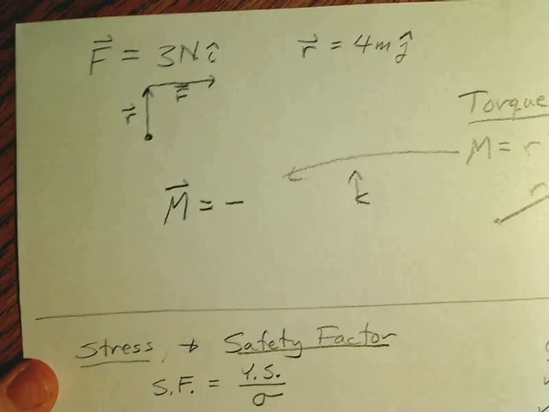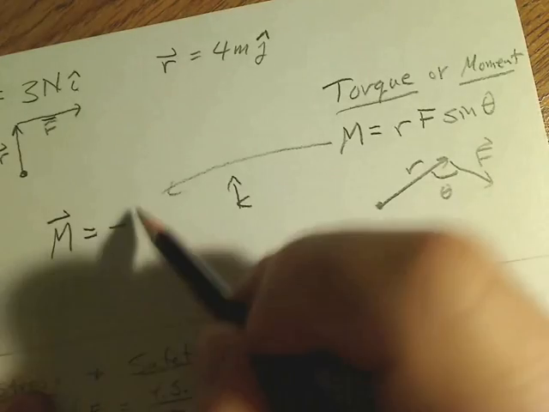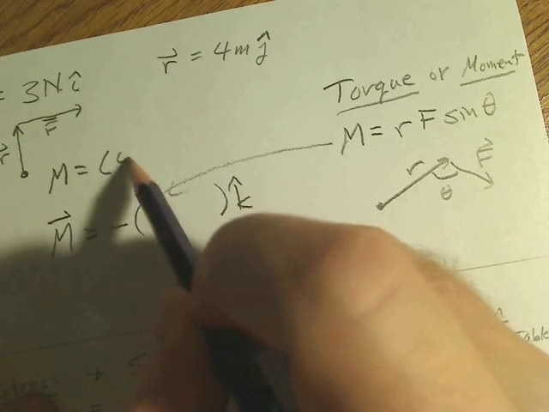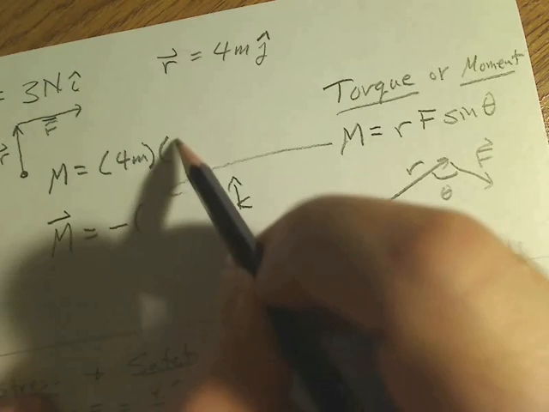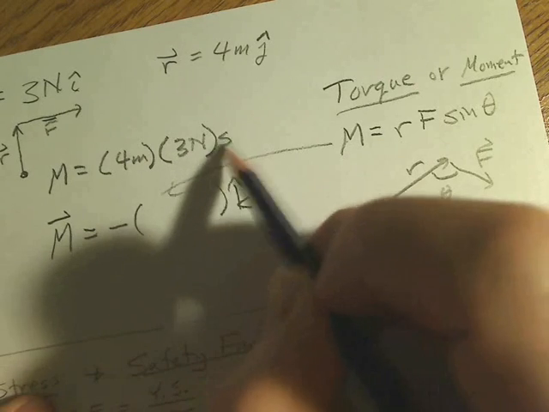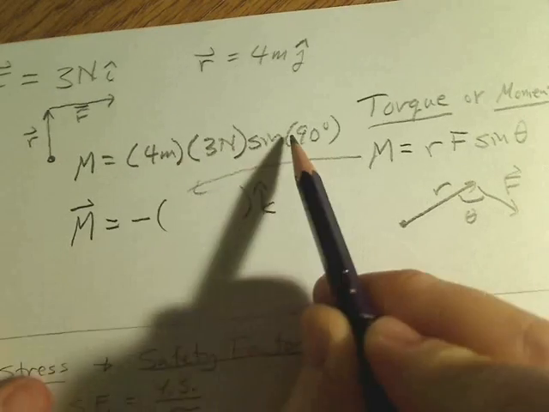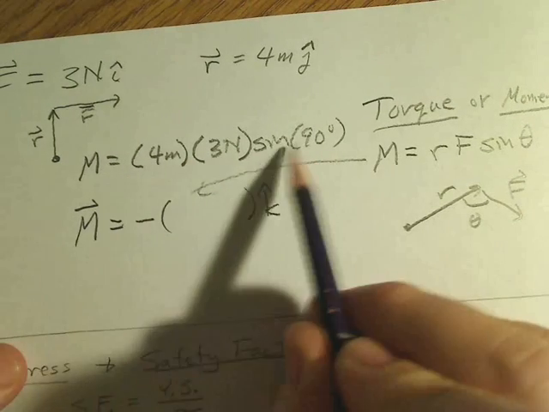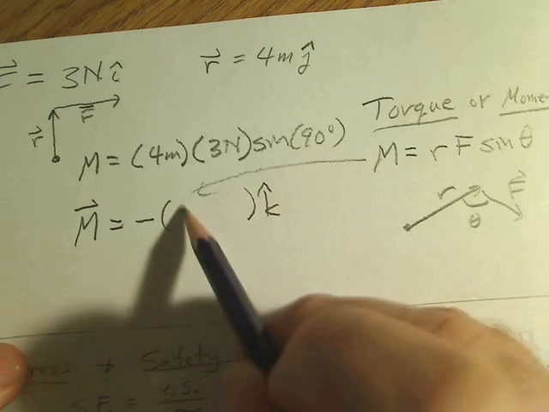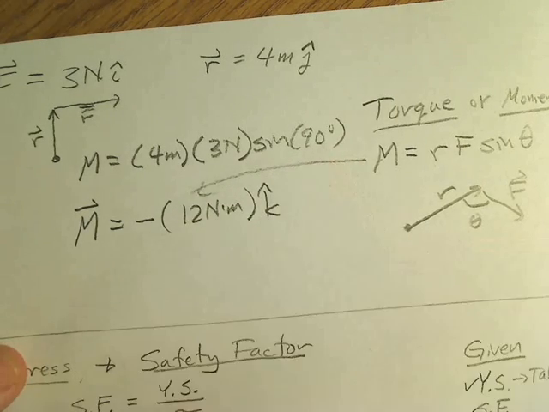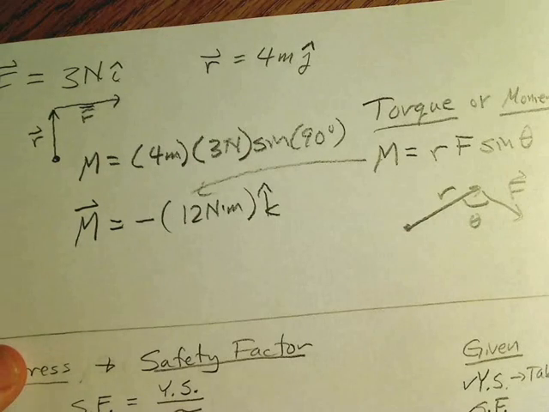And since these are 90 degrees apart, you have the sine of 90 for that part. So if we're just looking for magnitude, it would be R, which is 4 meters, times F, which is 3 newtons, times the sine of the angle between them, which is 90 degrees. So you don't put any signs on this part right here. You're just looking for magnitude. If you do all of this, you get 12 Newton meters because the sine of 90 is 1. There's a Newton meter from that part right there.